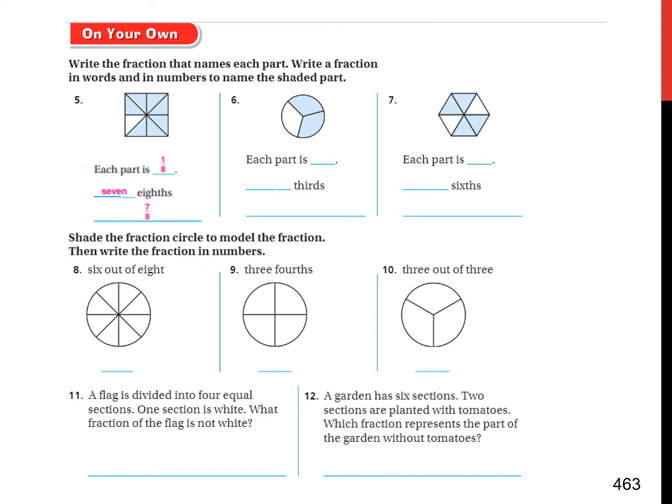Question 6. The circle is divided into 3 equal parts. Very good. Each part is 1 out of 3. The shaded part, 2/3. I write it in numbers 2 out of 3. 2 up and 3 down. Question 7. Each part is, yes, 1 out of 6. Good job. The shaded part, 4/6. I write the fraction 4 out of 6.